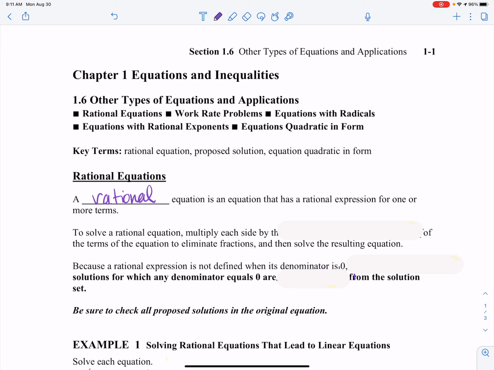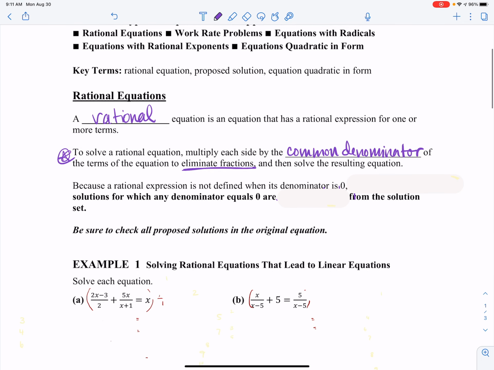This next part here is important. To solve a rational equation, you want to multiply on both sides of the equation by the common denominator. What this is going to do for you is eliminate your fractions. And then you'll just solve the resulting equation.